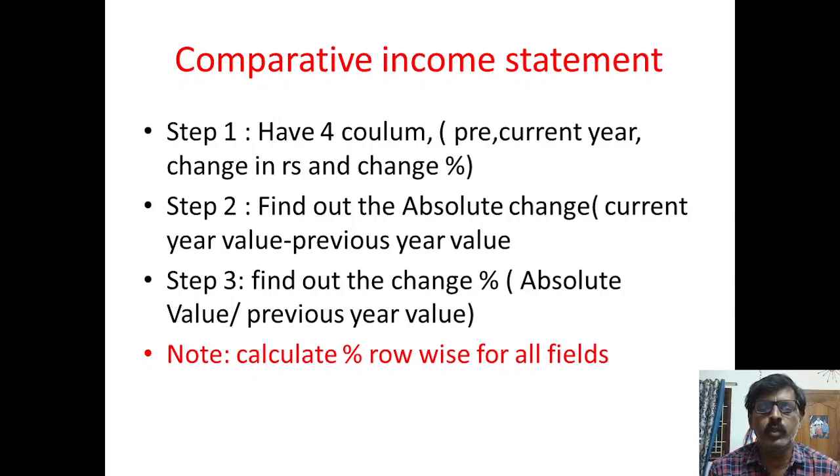Step number 2, you find out the absolute change, which is expressed in terms of rupees. It's nothing but current year value minus previous year value. And the third step is we have to find out the change percentage. That is the change divided by the base year value, or previous year value. That will give you the percentage. One important note is that we have to calculate row wise, not column wise.